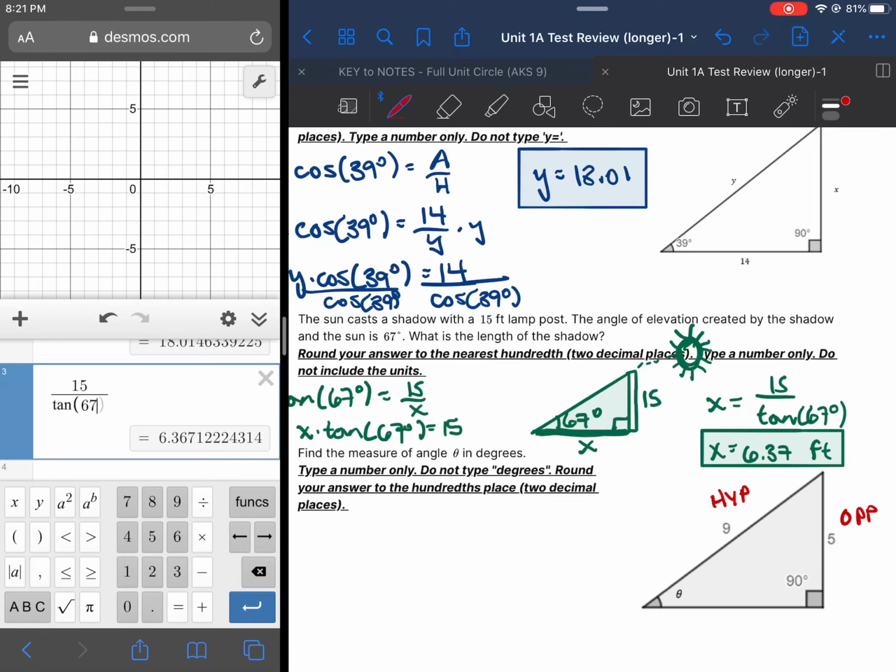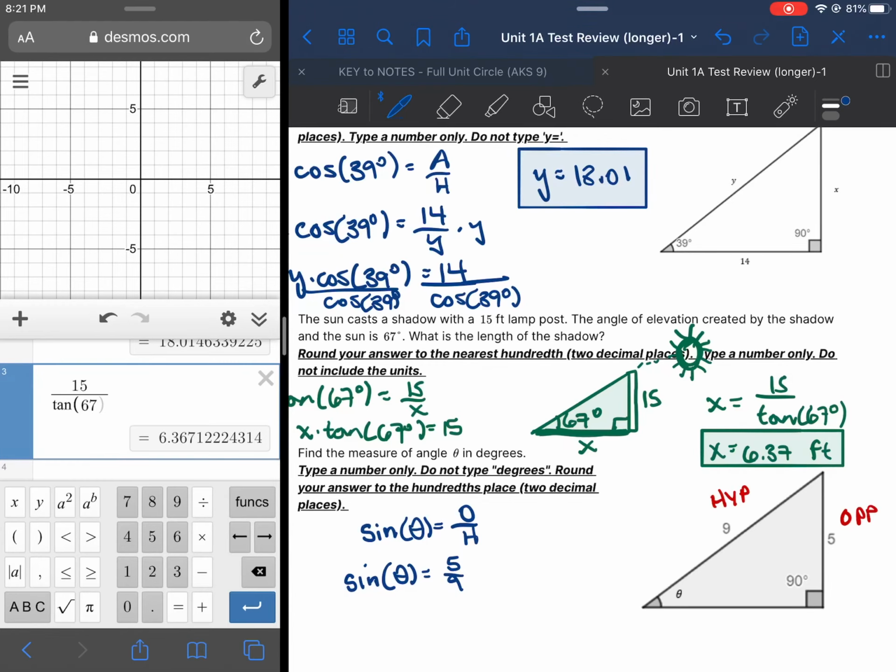So this implies that we need to use the sine of theta since the sine is the opposite leg divided by the hypotenuse. So let's go ahead and set that up. The sine of theta is equal to opposite over hypotenuse. So that's going to tell us that the sine of theta is equal to 5 over 9.